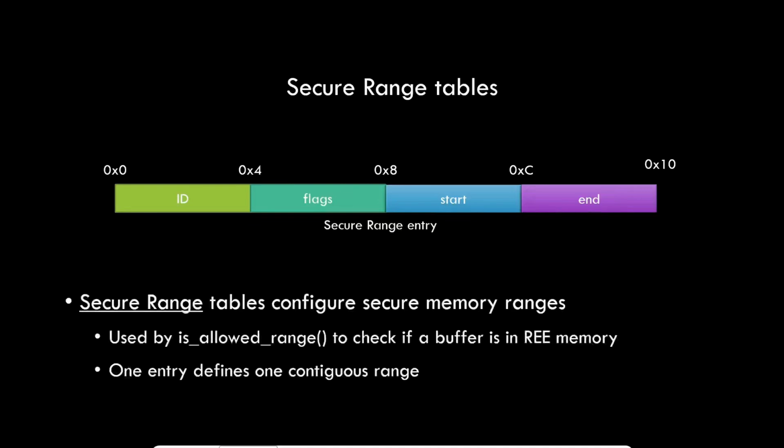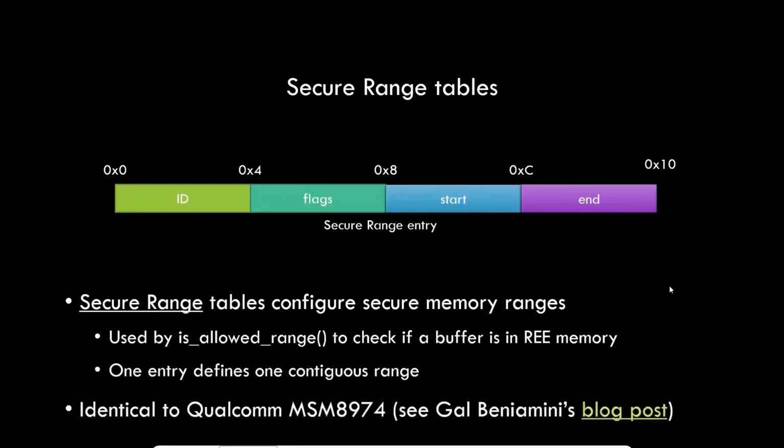You see that you have a table made of these records, of these entries. This table, or there can be more than one in principle, but in this case it is only one, configures a secure memory range. So one of these entries basically configures one single contiguous secure memory range. You have an ID for that range, there are flags for that range, and then you have the start and the end. So you can only define a contiguous memory area. But you can have a table of these entries, of these records, so you can also identify scattered memory as TE memory.